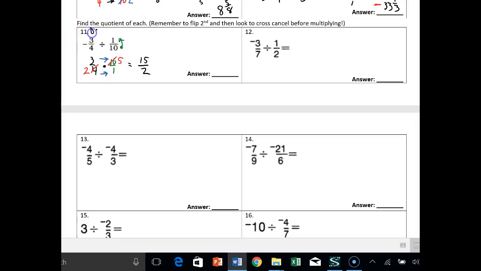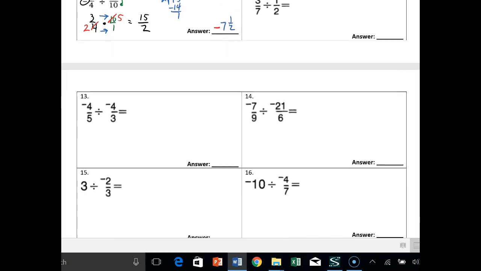Now, this was a DSN because there was one negative, so right off the bat, put a negative in your answer sign. And now let's make this 15 over 2 into a mixed number. So 2 goes into 15 7 times with 1 left over. So negative 7 and 1/2.